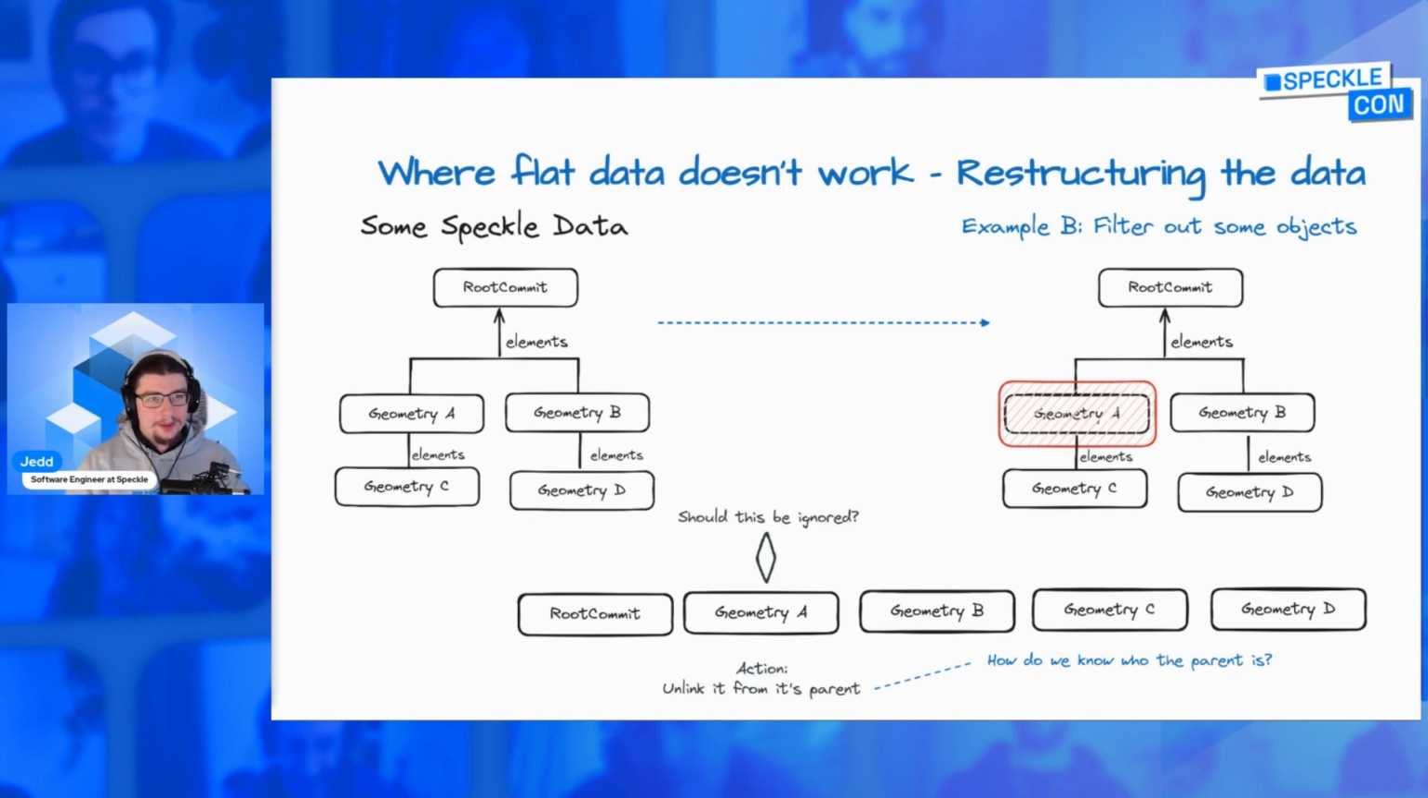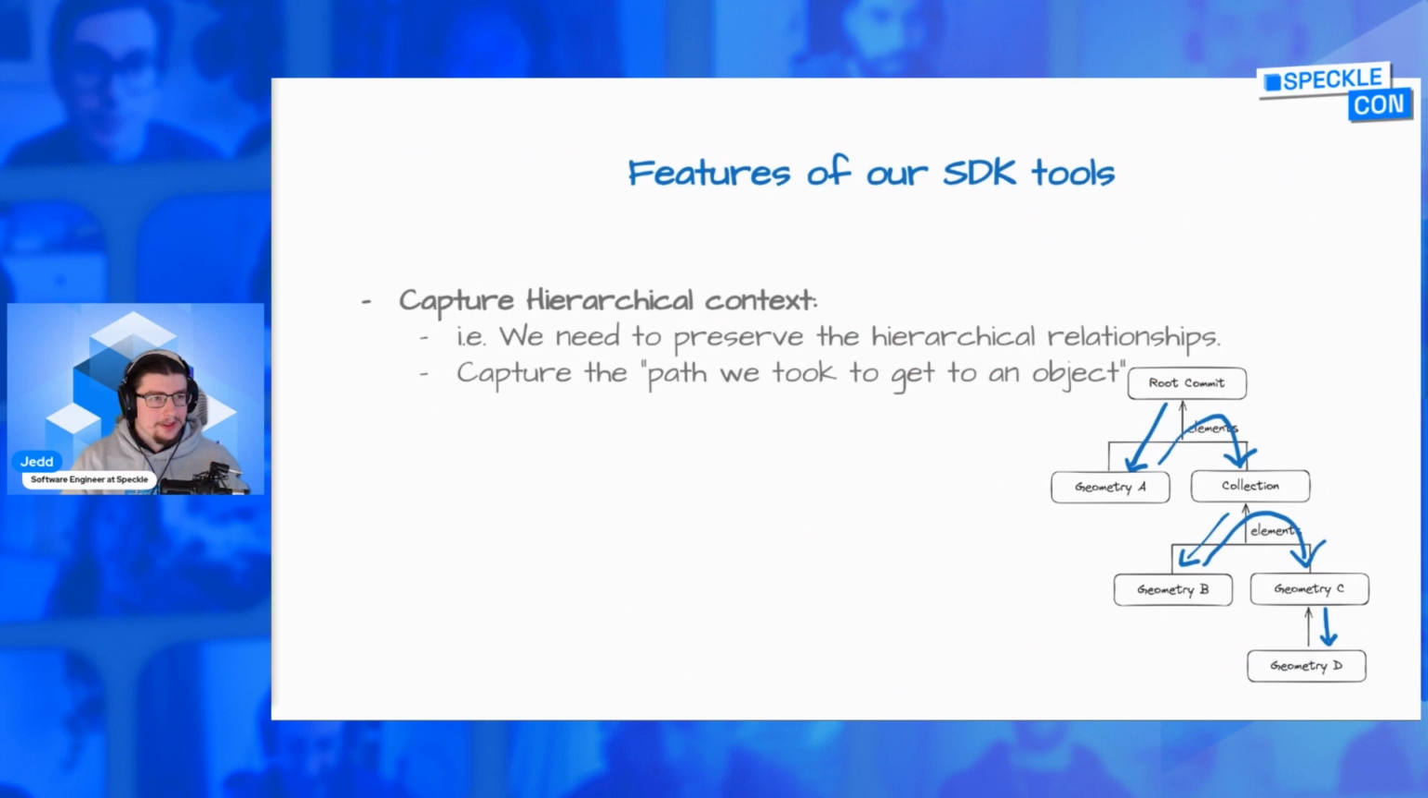If we try and employ the same approach as before, where we flatten the data down and iterated through each object, we're going to run into a slight problem when we try and restructure the data, in that geometry A doesn't know which objects reference it, right? Remembering that relationships in Speckle are directed. A parent references its children, but not the other way around. So we just have flat data at this point. We have no context for where geometry A sits within the graph structure.